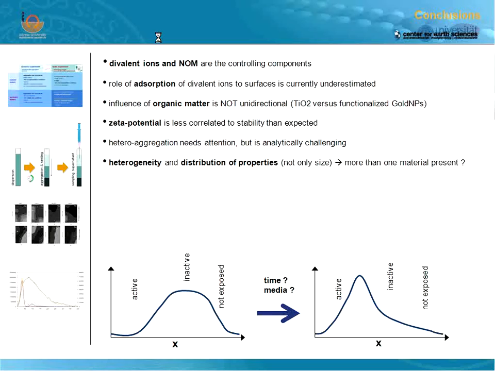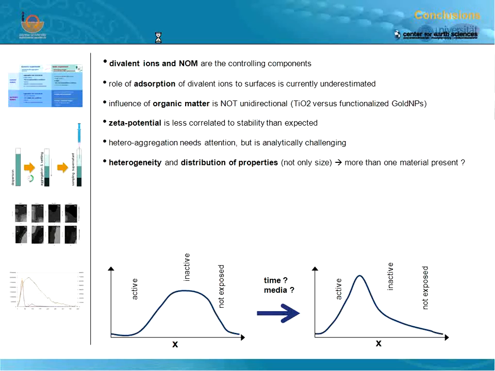The zeta potential that we're measuring can, in many cases, nicely explain what happens in our system, but is not always related to our concentration results. The zeta potential can be, but is less correlated to the stability than we expected, especially for the sulfate results that we saw.